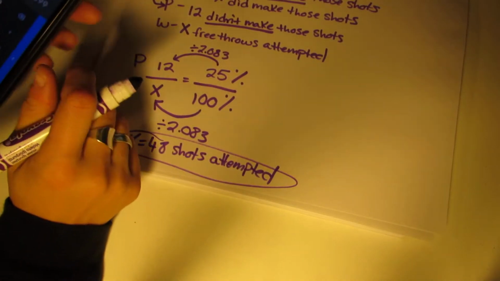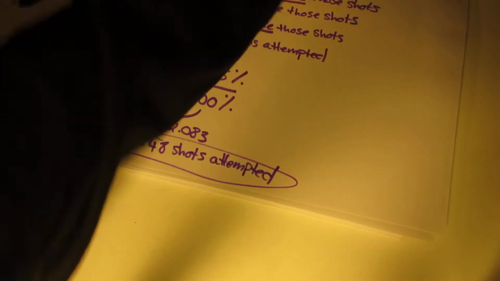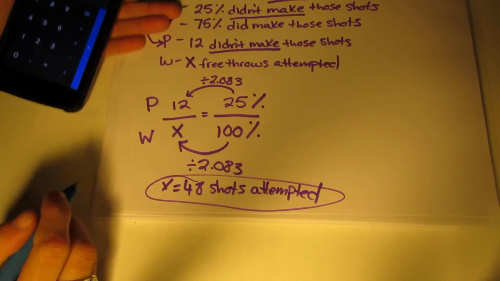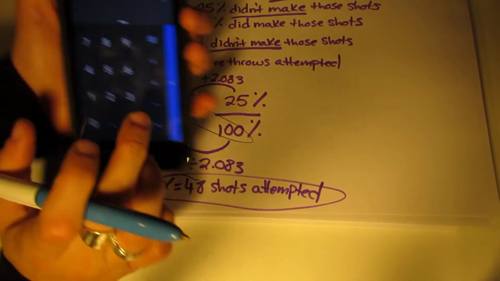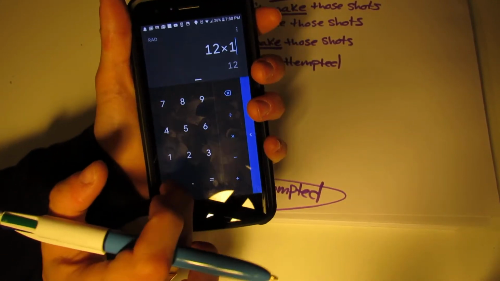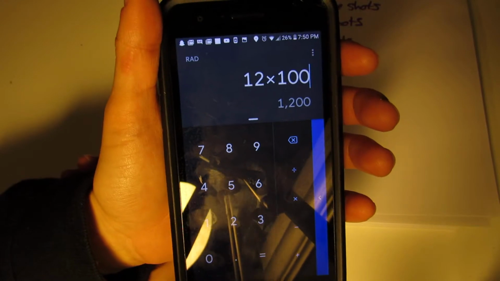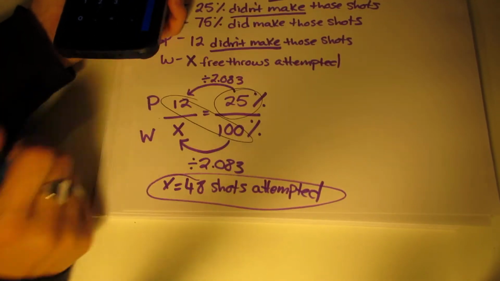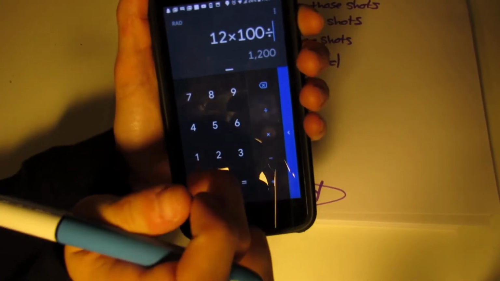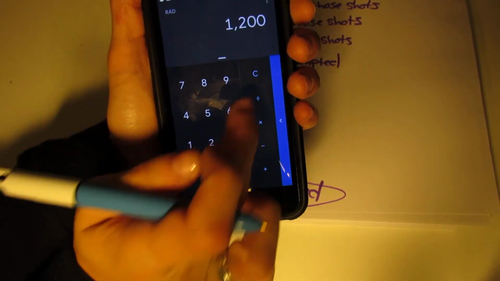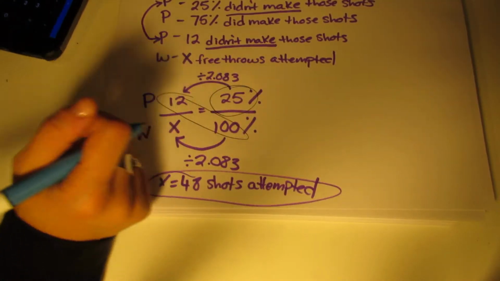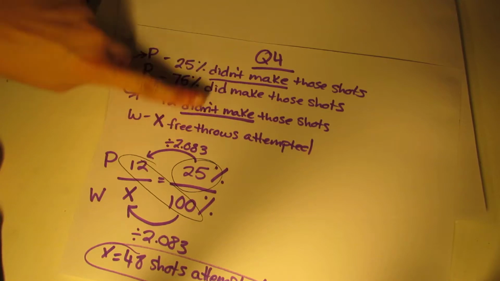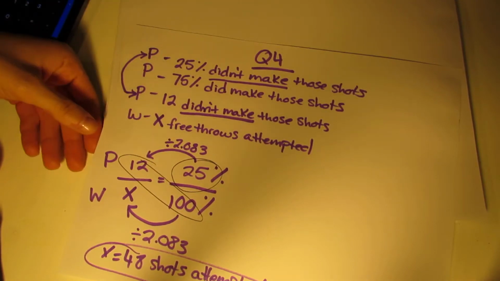We're going to double check our answer with cross multiplication. Okay? So the only two numbers that are across from each other are 12 and 100. All right? 12 times 100 gives you 1,200. I'm going to divide that by my unused number of 25, which is 48. We were right. Perfect.